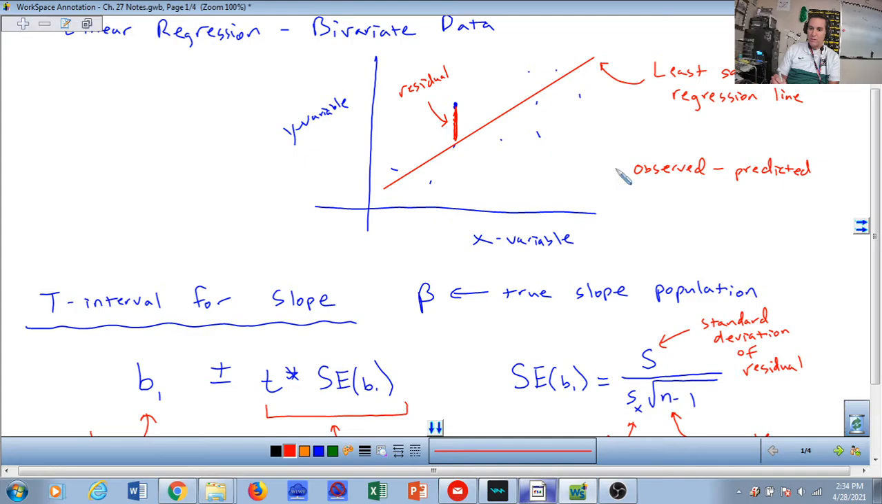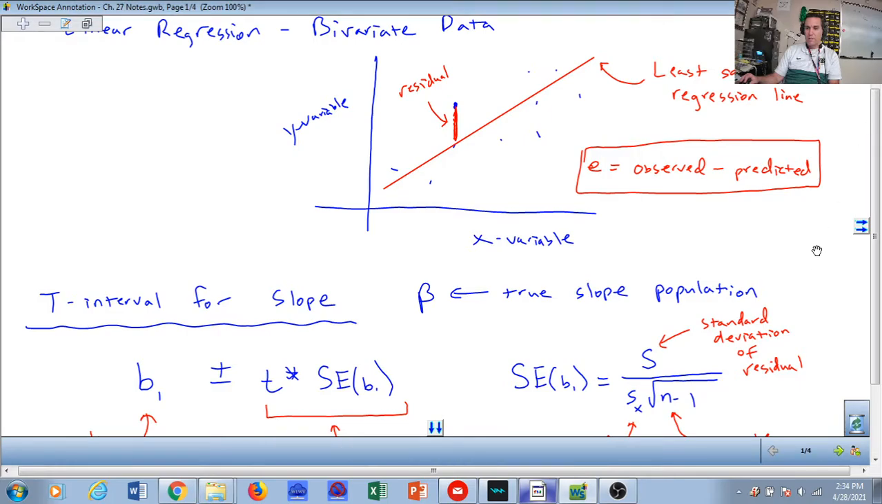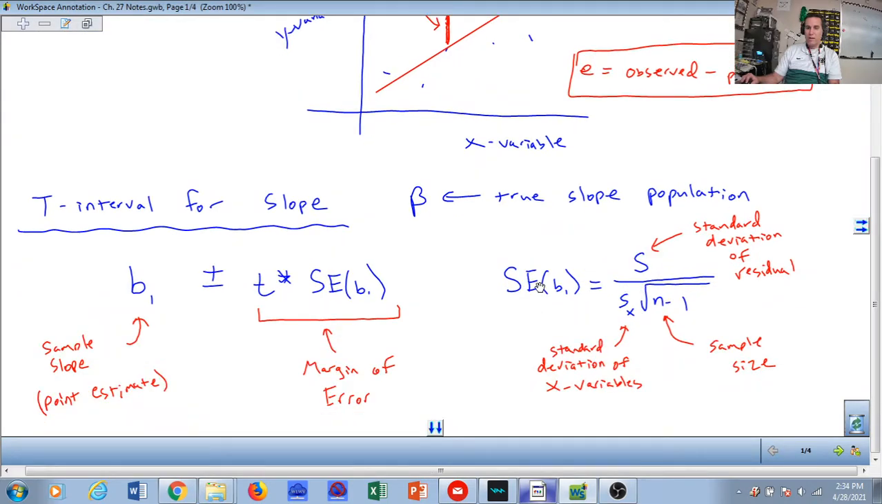Remember, your line of best fit always tells you, and we use an E, because remember, we can't use R because R is correlation. So they sometimes use an E symbol. So observed minus predicted is your residual. Remember, we have a bunch of residuals because all of our points vary around our line. So that will be your standard error. Again, you're not going to probably calculate it.